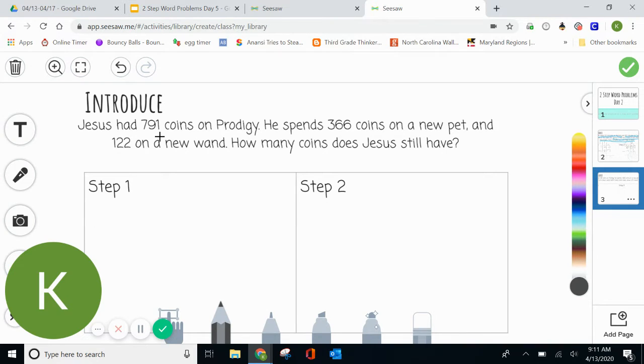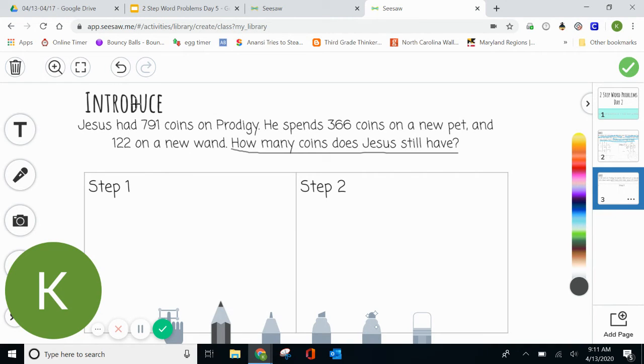Jesus had 791 coins on Prodigy. He spends 366 coins on a new pet and 122 on a new wand. How many coins does Jesus still have? So again, I'm going to start by underlining that question. How many coins does Jesus still have?